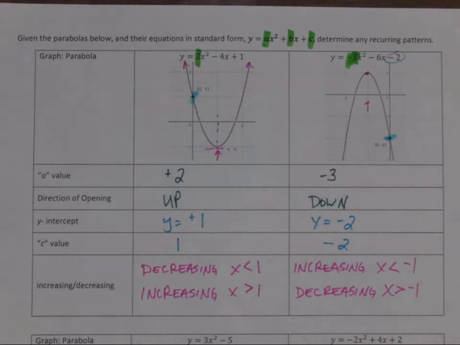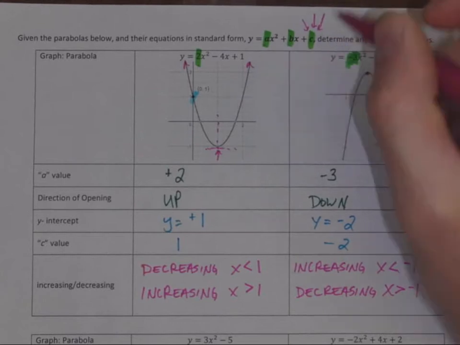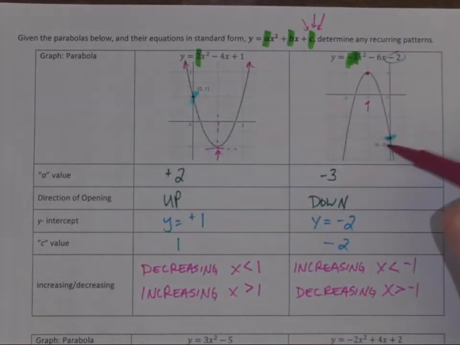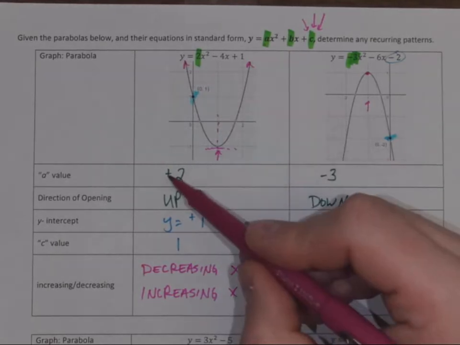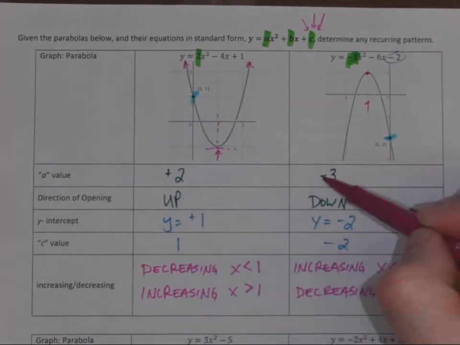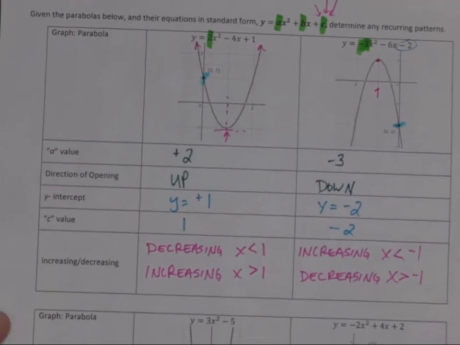So let's see. It looks like that c value in standard form actually tells us the y-intercept. Those are matched up. The a value, when it's positive, it looks like it opens up. When it's negative, it opens down. So there's two key pieces of information. Let's see if it holds true with the next two examples.